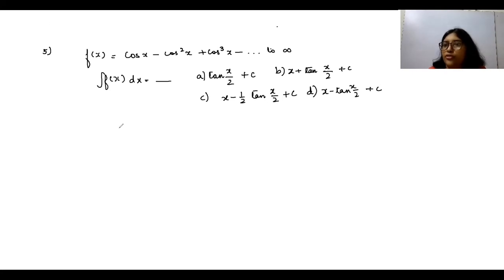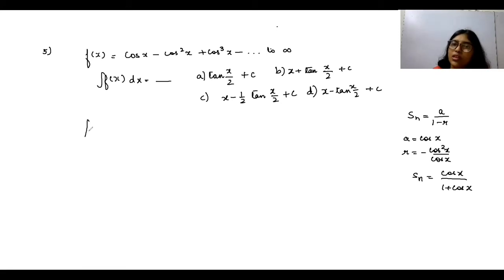So here we are with the fifth question, and as you can see, this is a geometric progression, the ratio being the same, and it is an infinite geometric progression. The formula for infinite GP summation is this, and here the first term is cos x, the ratio is second term upon first term, which is minus cos x. So Sn becomes cos x upon 1 plus cos x, and that's our function fx. So we'll be using that here. Instead of fx dx, now we will take cos x upon 1 plus cos x dx.